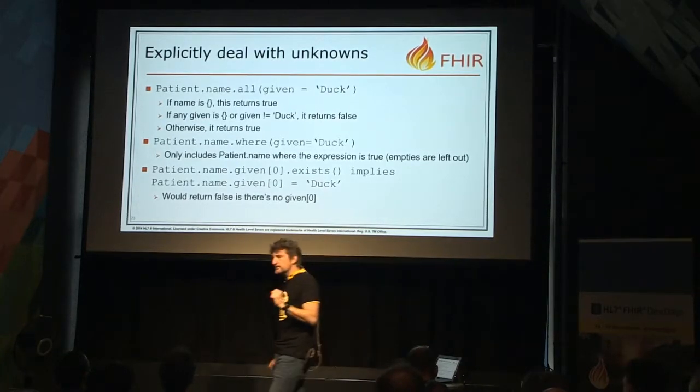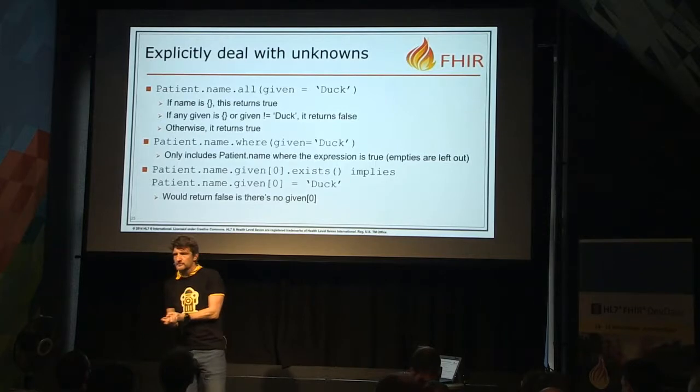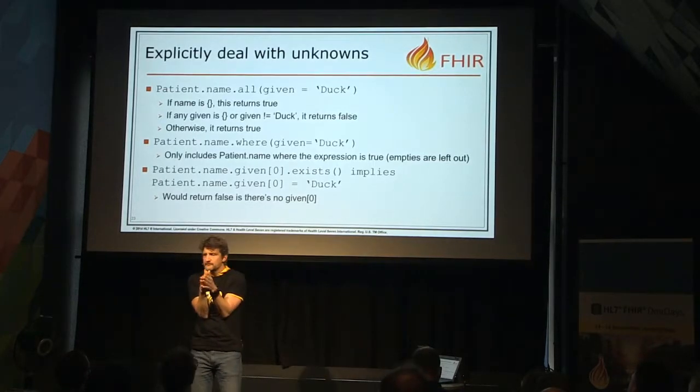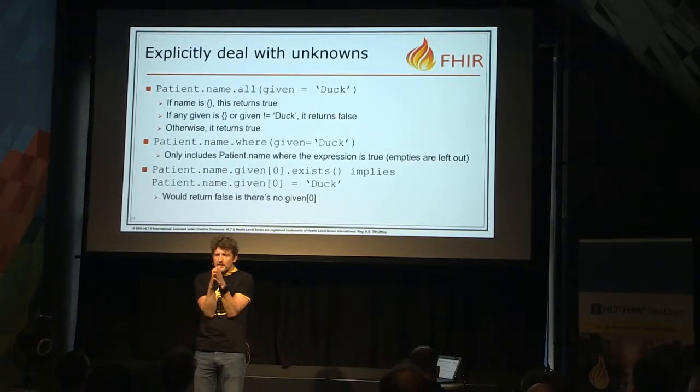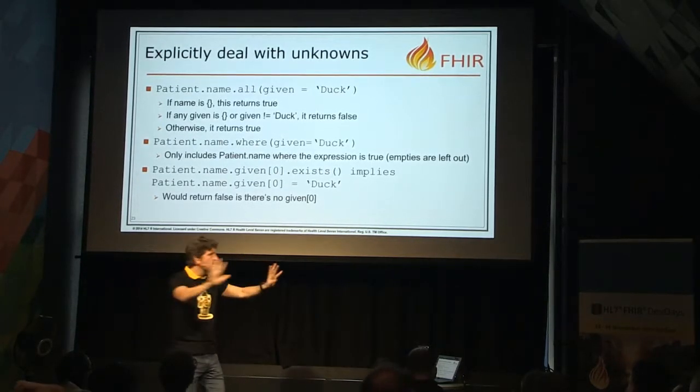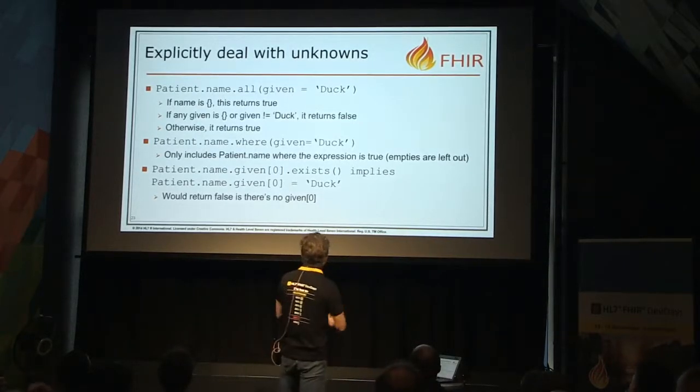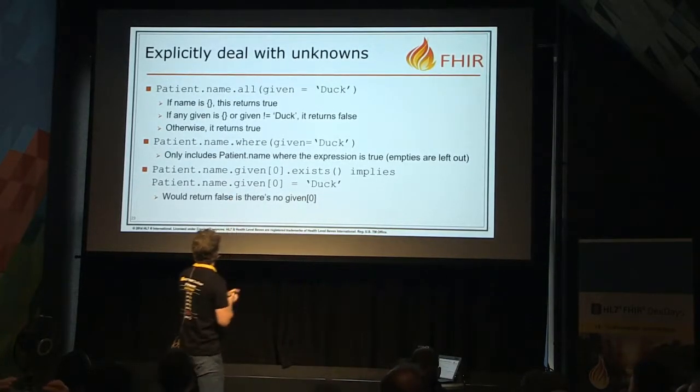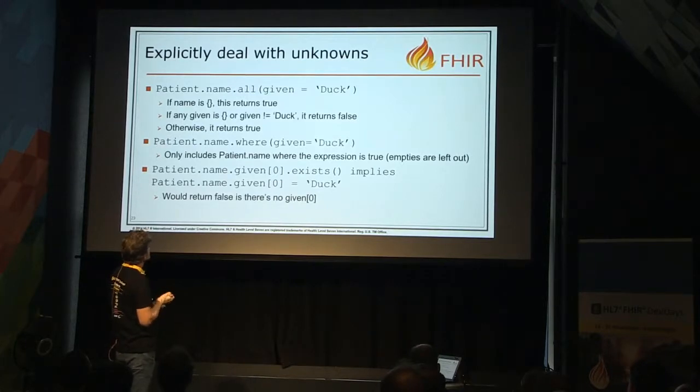Luckily, some operators allow you to deal with unknowns, because you don't always want to return missing. If you say, oh, but I don't want missing plus 4 to return missing, if I have missing data, I want to do something else. Okay, that's fine. We have a few functions to deal with those. So we have, for example, the all function. Patient.name.all(given = 'doc') doesn't really care whether given is empty or not. So if name is empty, this still returns true.